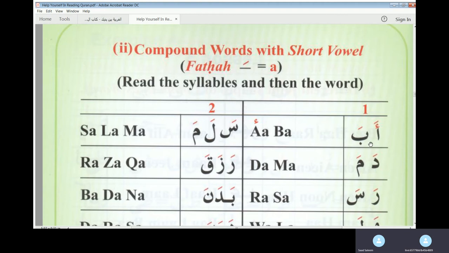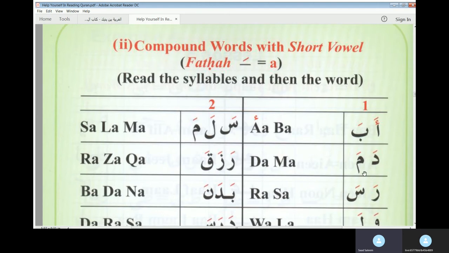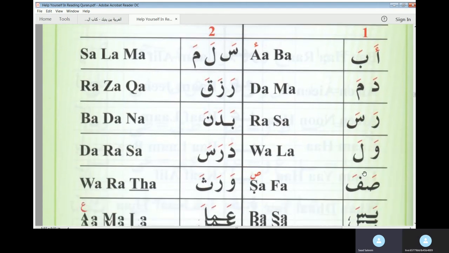Al a ba. Abba. This time we are reading words. Say okay. Abba. Salama. Dema. Rosa. Rosaco. Bedona.